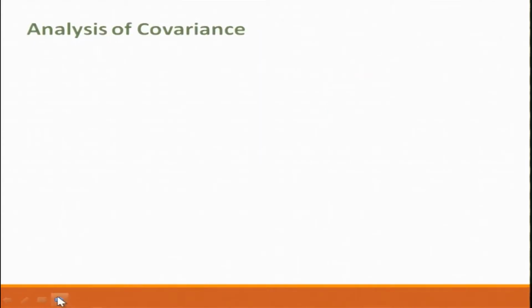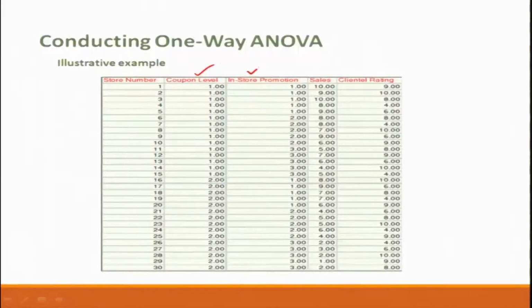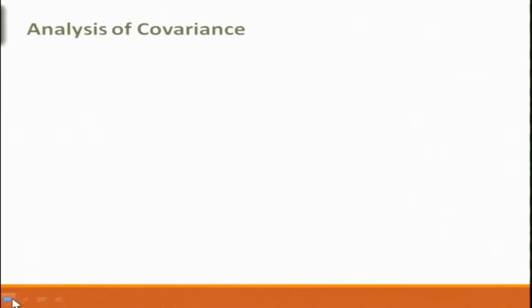So next is analysis of covariance. Let us see this example in which we have these two factors, coupon level and in-store promotion. These were the factor categories, and there is another variable, that is clientele rating. What is the rating of the client? And this is in interval scale. And then as I mentioned earlier, if we have the interval scale as well as categorical scales, the analysis of variance is then called analysis of covariance.